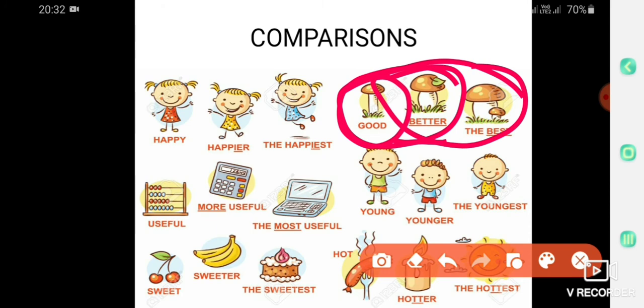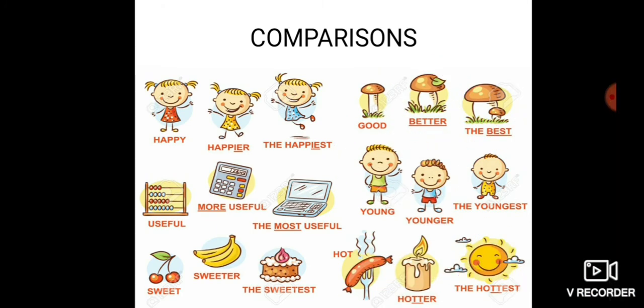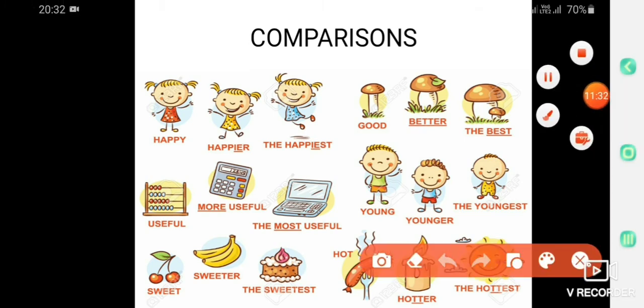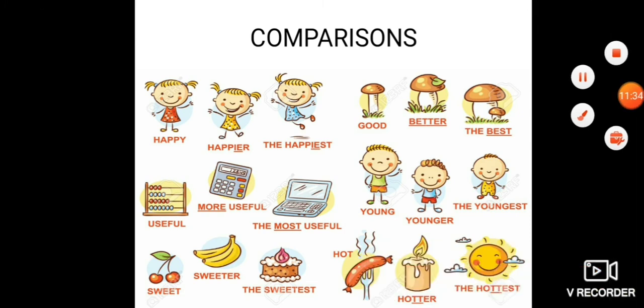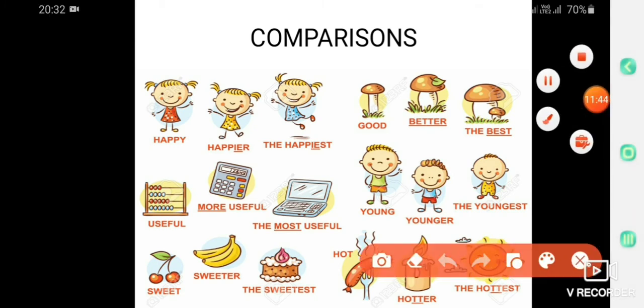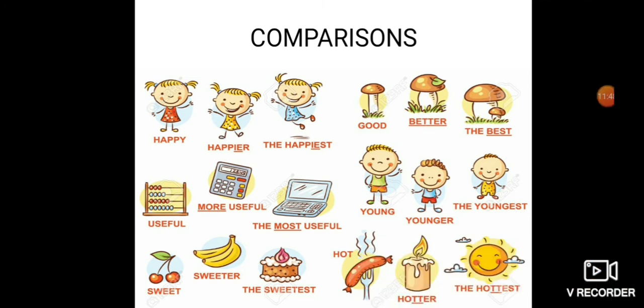Okay. So similarly here, young, younger, the youngest, hot, hotter, the hottest. So you can see in the last one, I'm explaining this. You can see that this one is hot, if you are just talking about this single thing. If you are comparing both these things, you can say that the candle is hotter than this one. And if you are comparing the sun with both the things, then you are comparing three things. You can say the sun is the hottest of all.